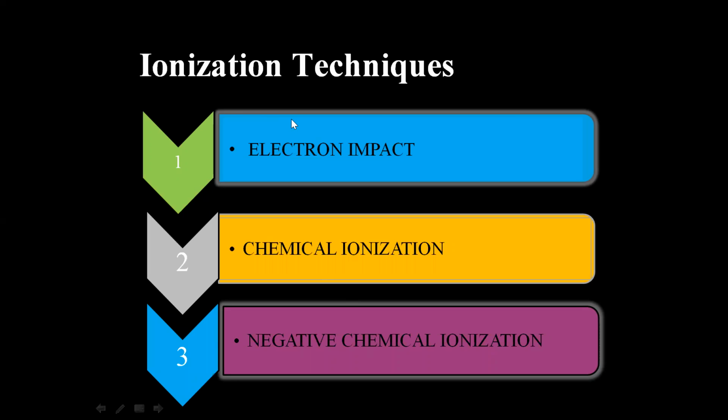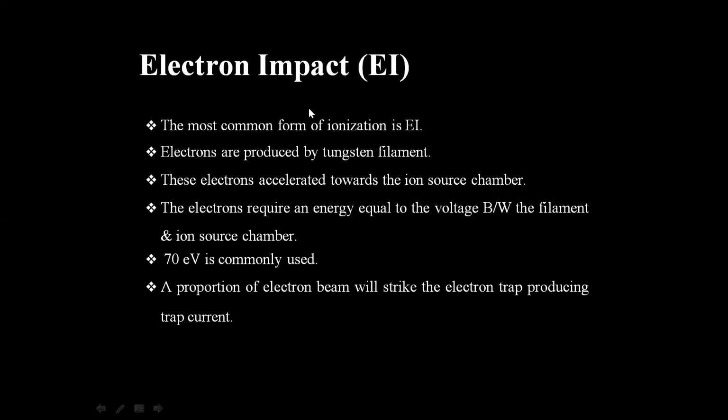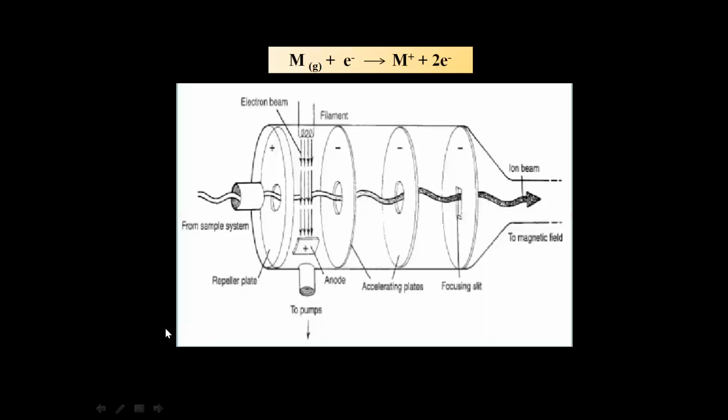Next, what are the ionization techniques? Ionization techniques include electron impact, chemical ionization, and negative chemical ionization. What is electron impact? The most common form of ionization is electron impact. Electrons are produced by a tungsten filament. These electrons are accelerated towards the ion source chamber. The electrons require an energy equal to the voltage between the filament and the ion source chamber. 70 electron volt is commonly used in electron impact. A proportion of the electron beam will strike the electron trap, producing trap current.